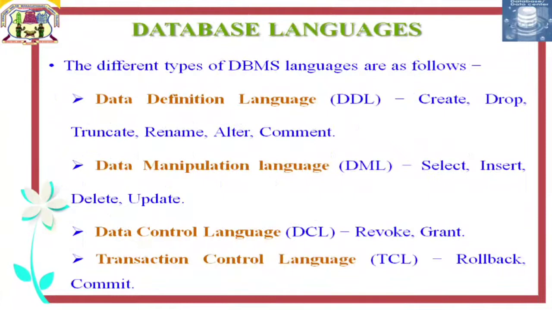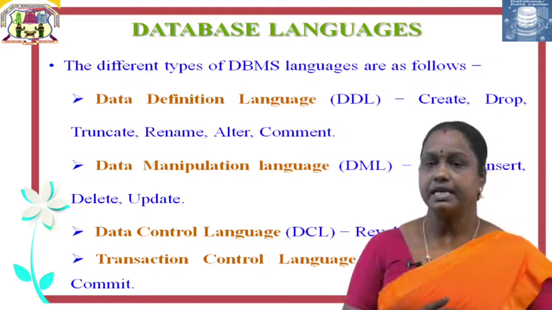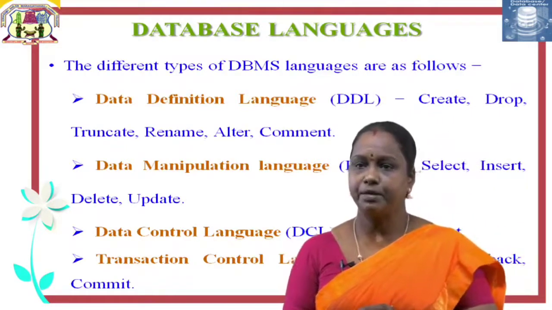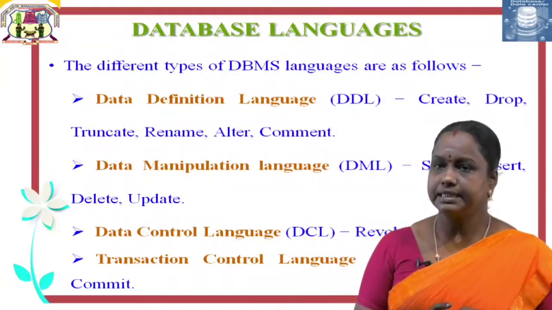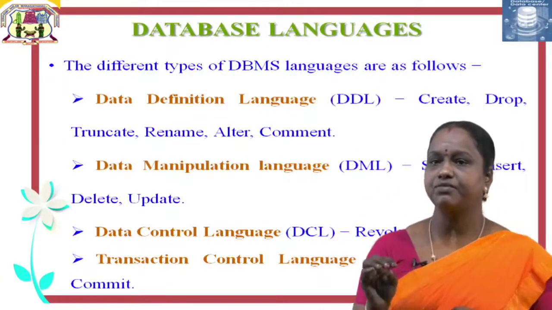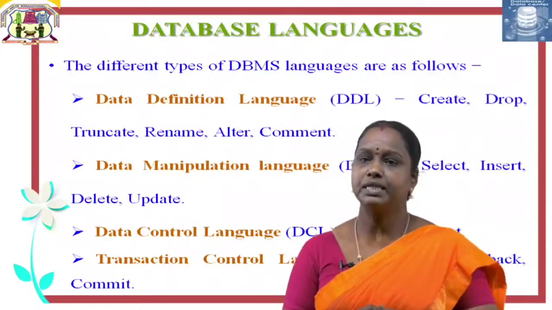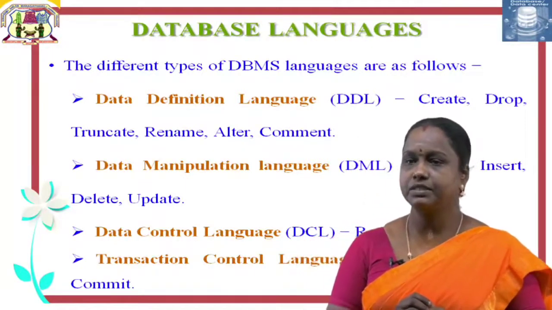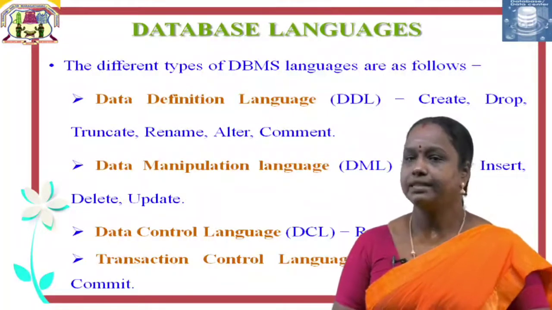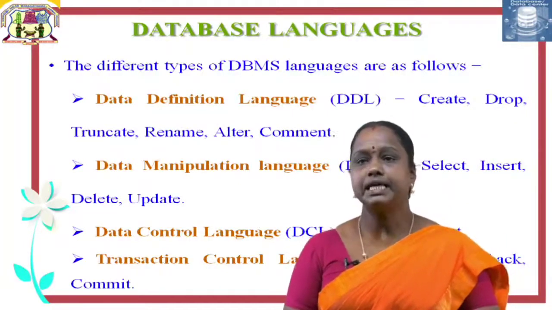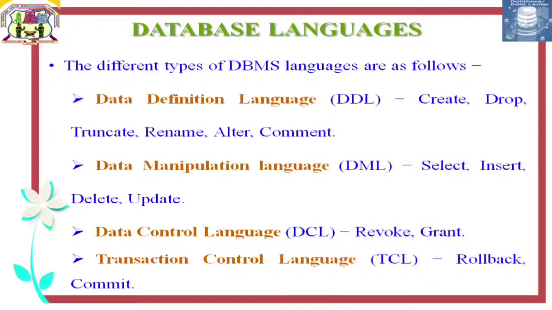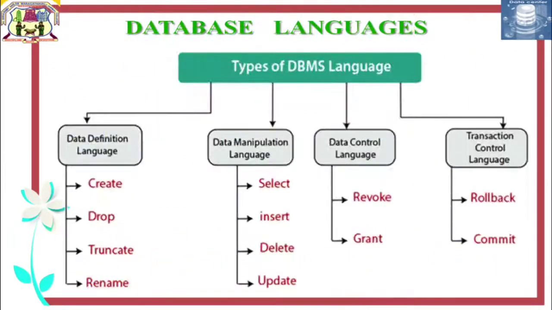The different types of DBMS languages are as follows. First one is DDL, Data Definition Language. In this we have create, drop, truncate, rename, alter, comment. These are all the few data definition languages. Next one is DML, Data Manipulation Language. Select, insert, delete, update. These are some of the operations used in DML. Next one is DCL, Data Control Language. In this, revoke and grant. And then last one is TCL, Transaction Control Language. It has rollback and commit. These are all the diagram for database language.